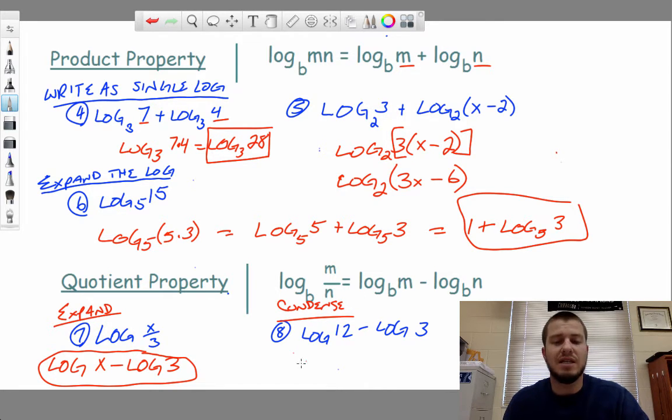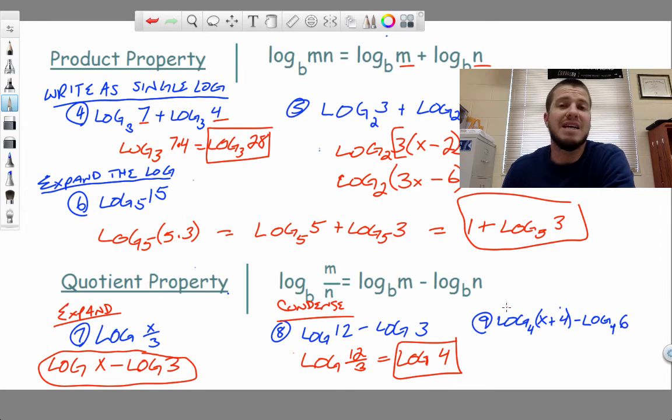So to condense this one, I'm going to have a log of 12 divided by 3, and because I can simplify that, go ahead and simplify that, and that's going to become log of 4. I can't simplify that because the base is not 4. We'll talk about what this base is in the next unit. But if it doesn't show a base, you don't need to write the base.